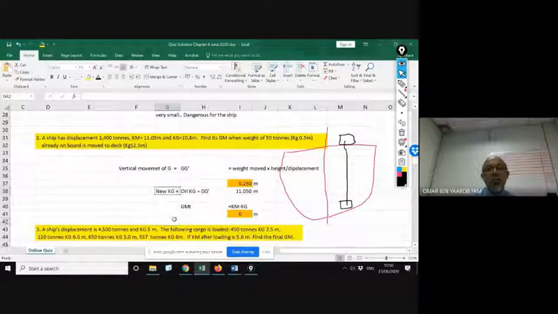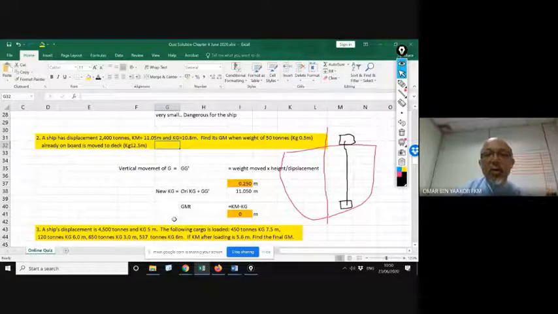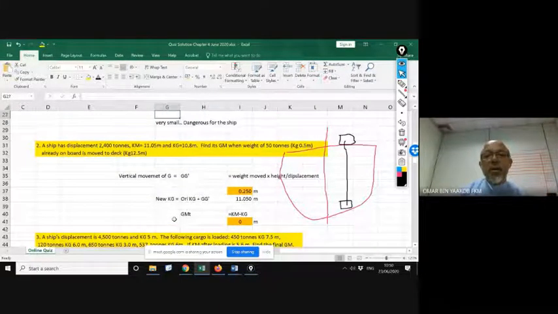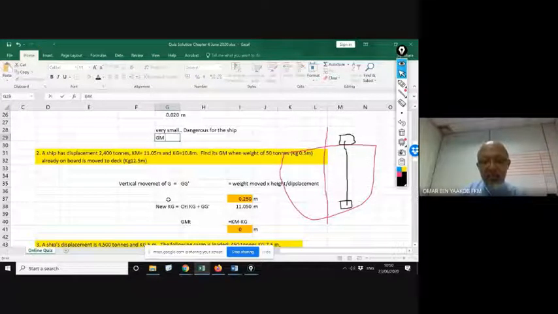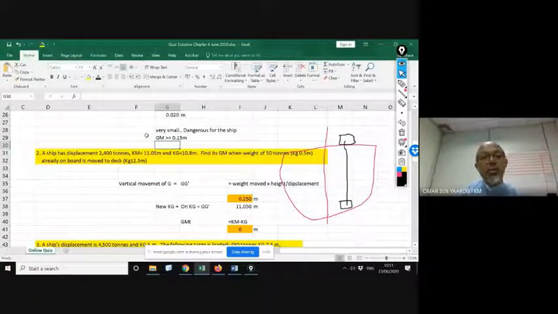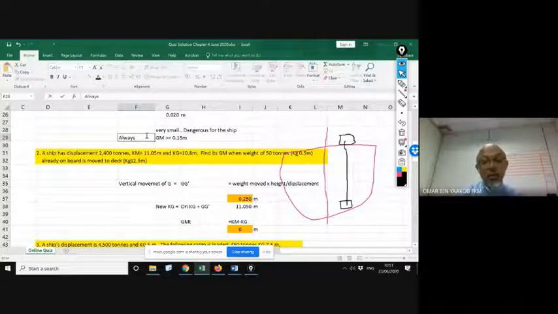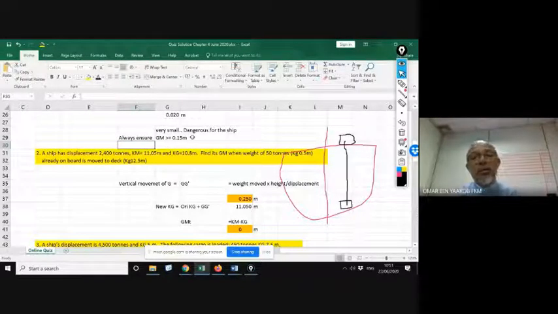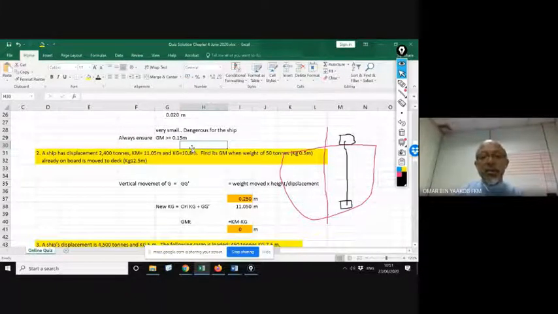So maybe the question can ask you to comment on the stability of the ship, right? So you need to know that GM should be greater than or equal to 0.15 meter. Always ensure GM is greater than or equal to 0.15 minimum. It cannot be less than that. If it is less than that, especially like this 0 and 0.02, these are all dangerous.